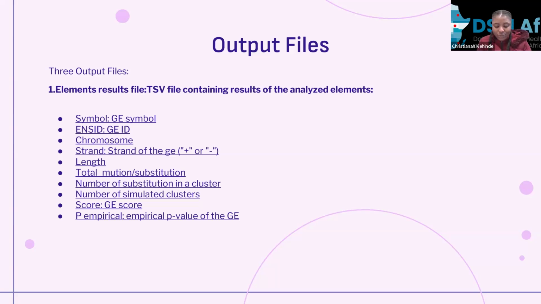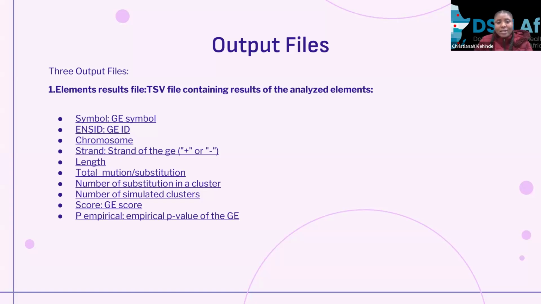It's also a CSV file containing results of the analyzed element, and it contains the symbol, the genomic element ID, the chromosome. Major things, but I'm just going to lay emphasis on a few things. It gives the score of the genomic element and the P empirical value, which is a P value, because you need all of that in the interpretation of your results. The total mutation, the clustered mutation, that is the number of mutations in the cluster.